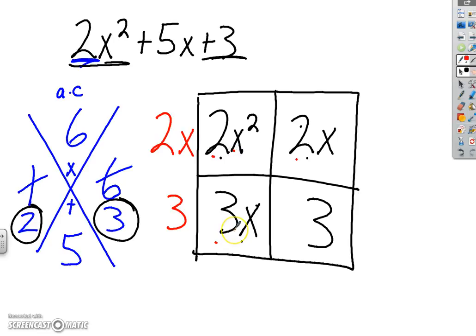Now let's look at this vertically. 2x squared and 3x: what can we factor out of these two? There's no common number between 2 and 3, but with x squared and x, I can factor out an x. What about over here?